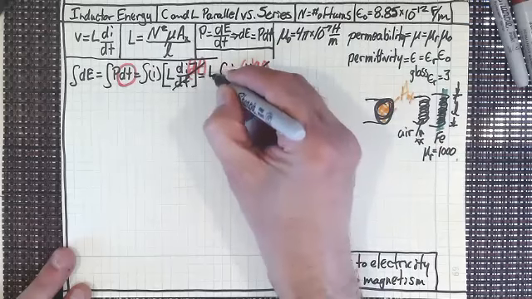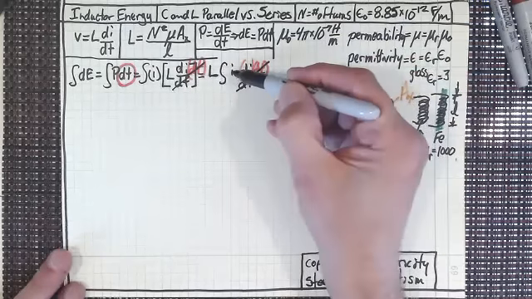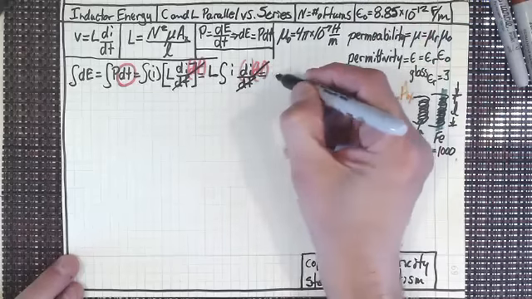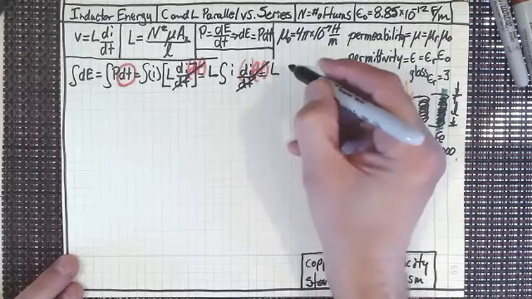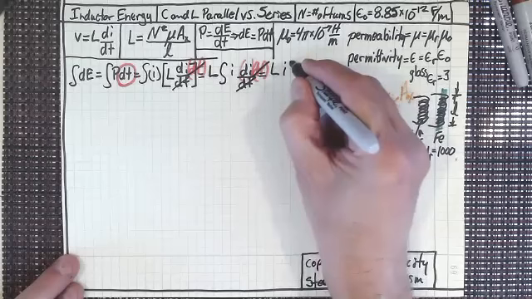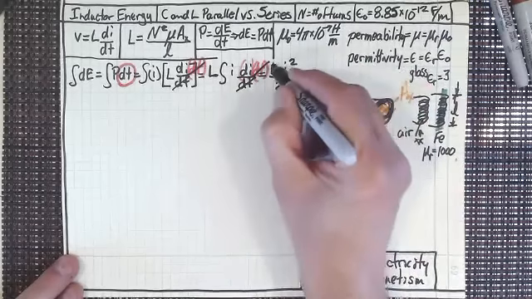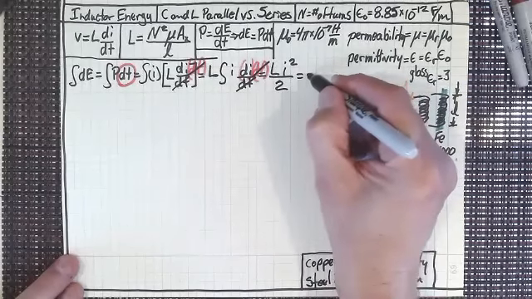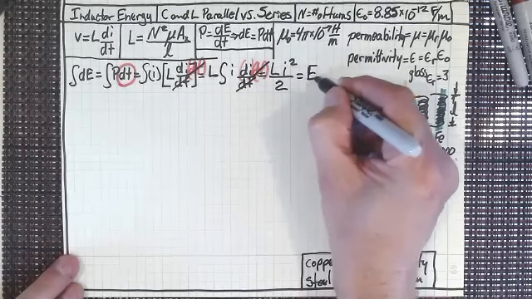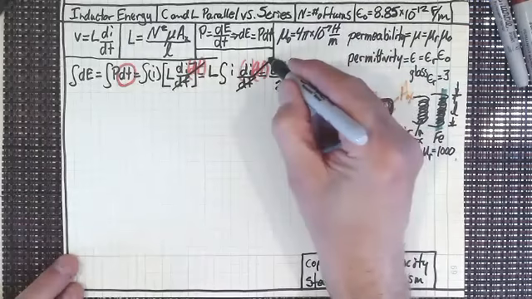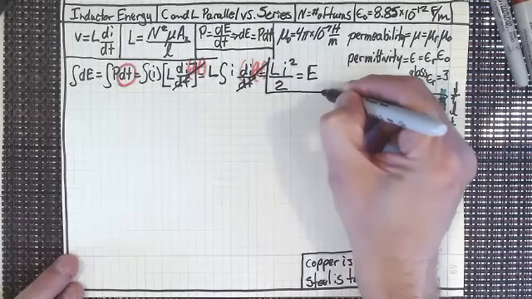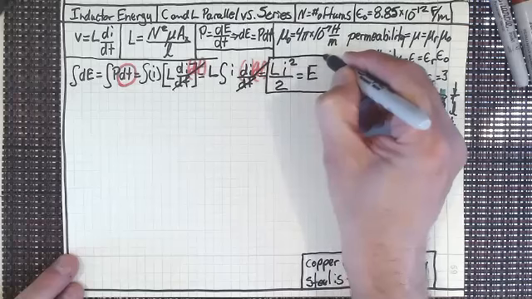That's just the value of the inductor. So I stays in here in di. And of course, what that gives us is L times I squared over 2, right? And that equals the energy, right? Because I'm integrating the energy. That equals the energy that is stored in an inductor.